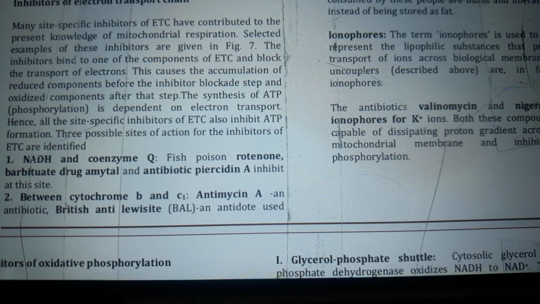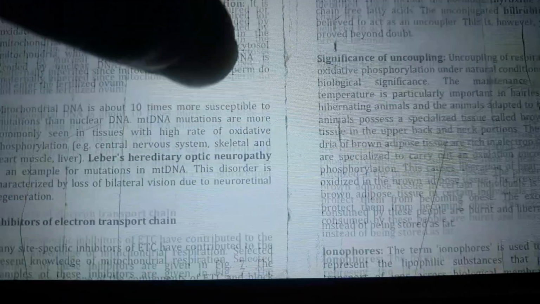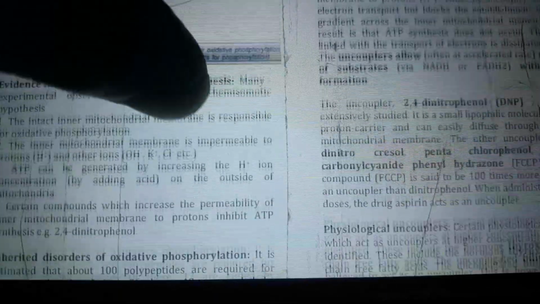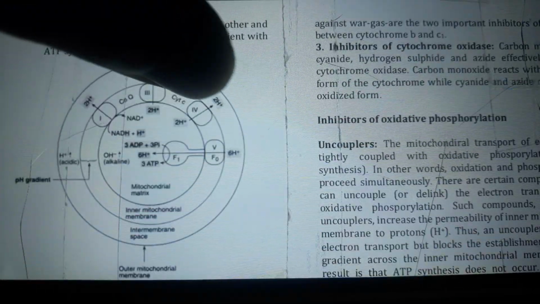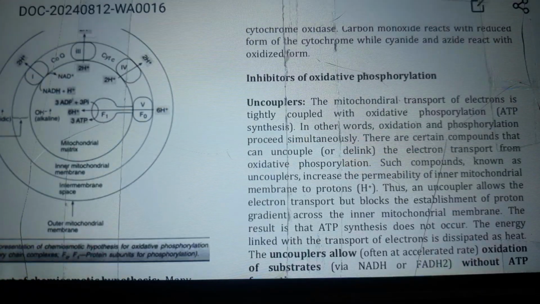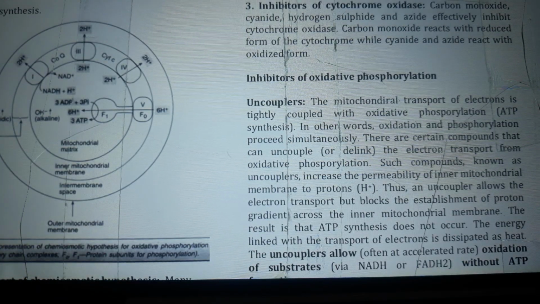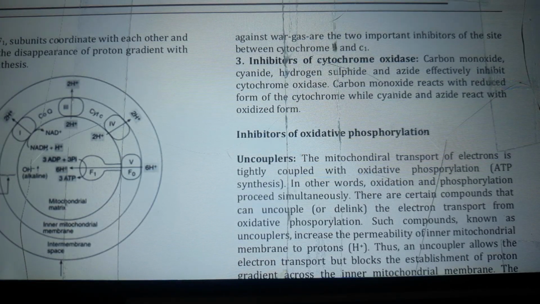2. Between cytochrome b and c1: antimycin A, an antibiotic, and British anti-lewisite, BAL, an antidote used against war gases, are the 2 important inhibitors of this site. 3. Inhibitors of cytochrome oxidase: carbon monoxide, cyanide, hydrogen sulfide, and azide effectively inhibit cytochrome oxidase. Carbon monoxide reacts with the reduced form of the cytochrome, while cyanide and azide react with the oxidized form.